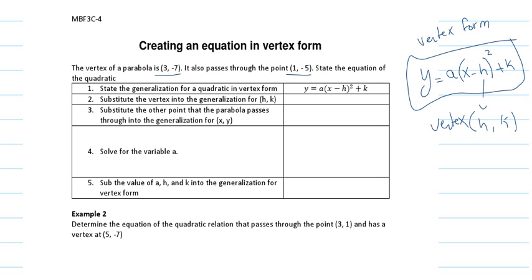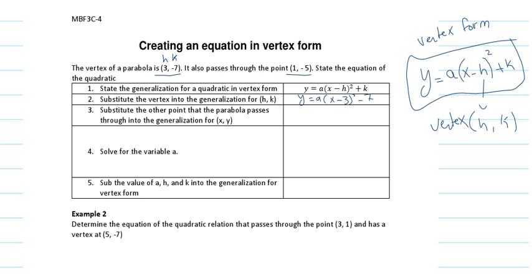Do I know anything right away that I can plug in? I know h and k, which come from what? From the vertex, right? So I know that h is 3, and I know that k is negative 7. So I'm going to plug them into my equation for h and k. So that's x minus 3 squared minus 7.